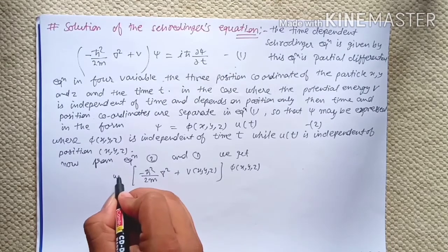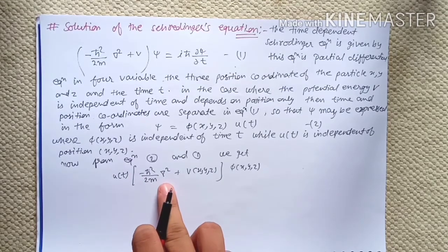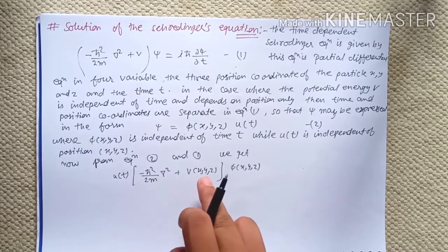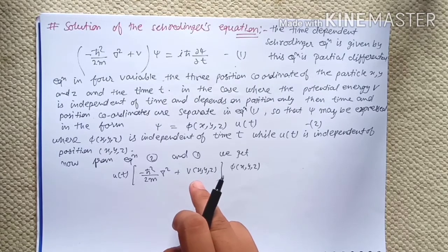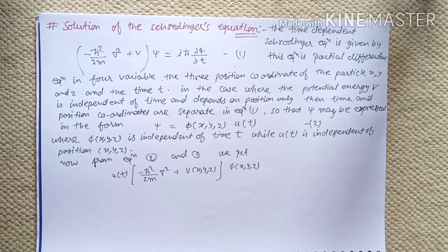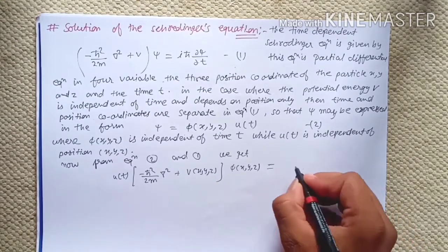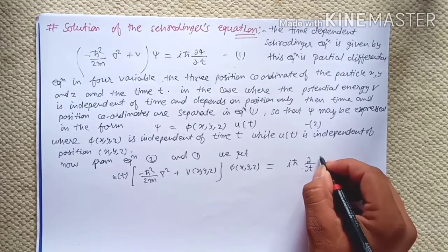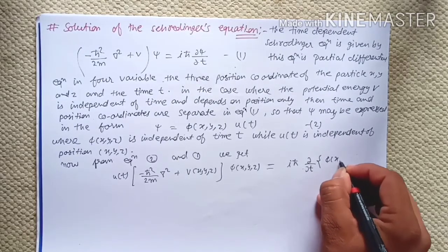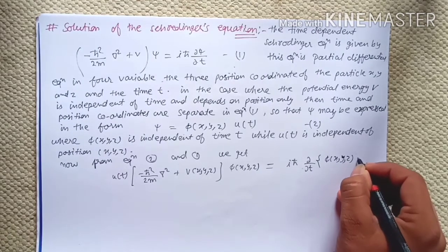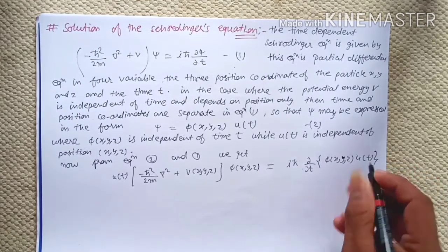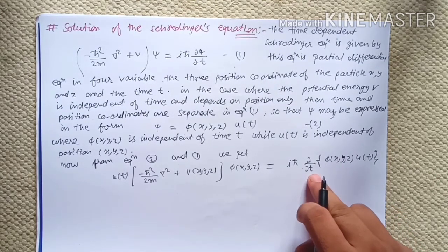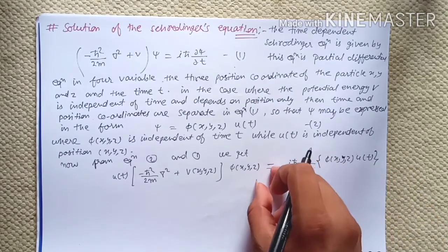Here u t is a function of time, so u t will be constant for del square and V x y z, so it will come outside the operator. Is equal to minus iota h cut del by del t, phi x y z u t. Here phi x y z is a function of position and del by del t is the operator corresponding to time t, so phi x y z will come out and be considered as a constant.